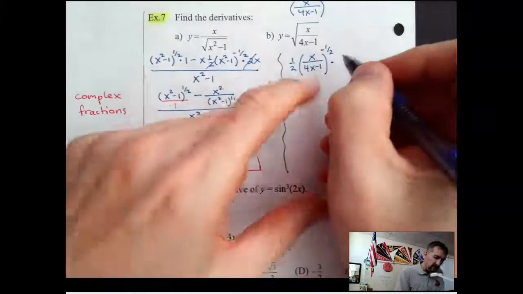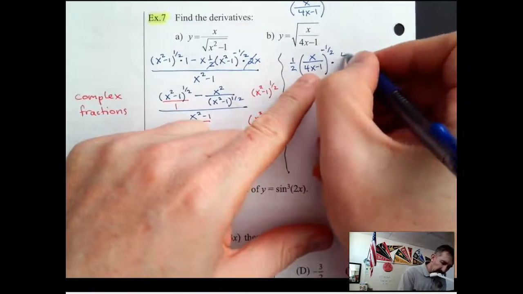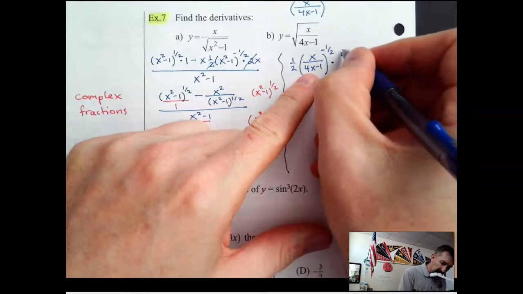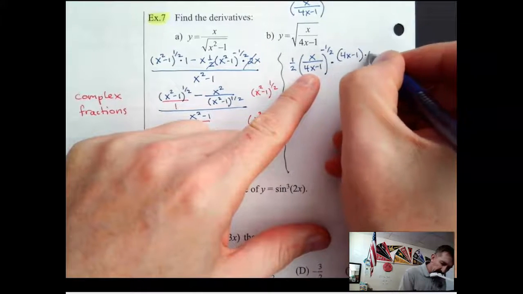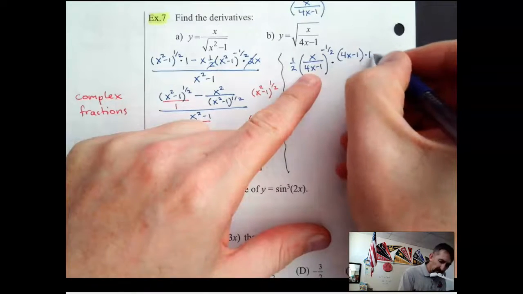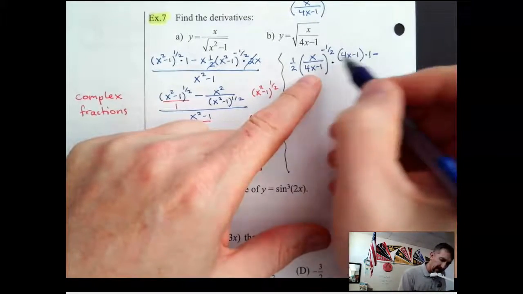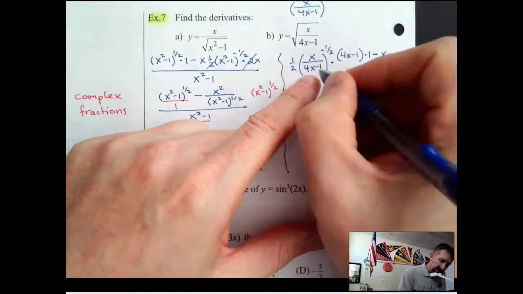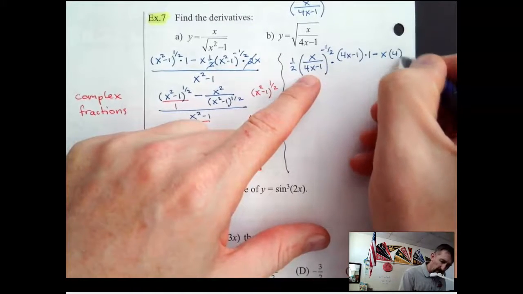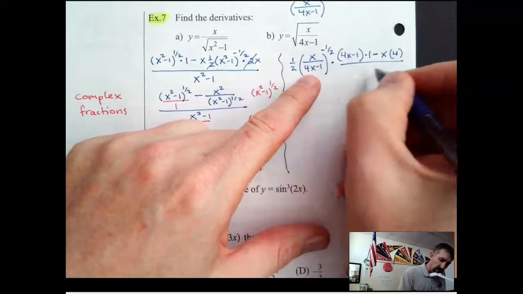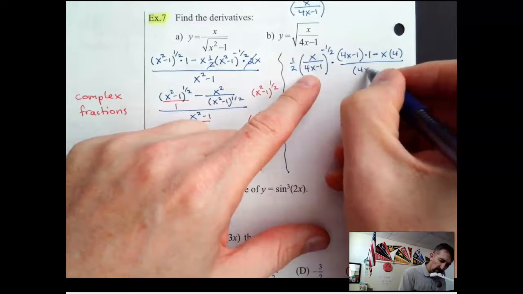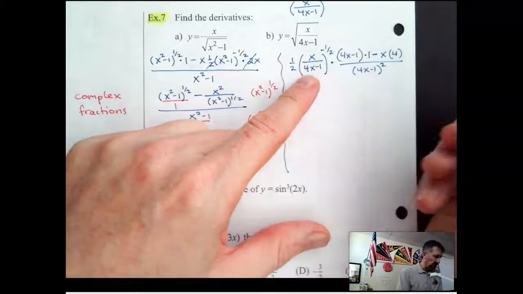Well, that's going to be the quotient rule. So that's going to be low d high, which is just times 1. You don't have to put times 1. I'm just keeping track of my derivatives. Low d high minus high d low. D low is just 4 over low squared. So that's going to be 4x minus 1 squared.